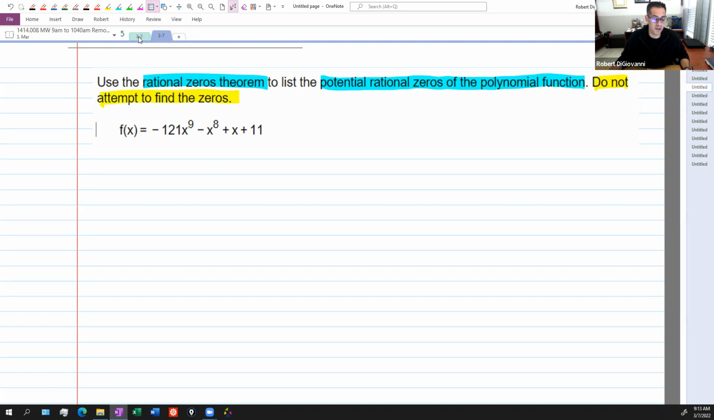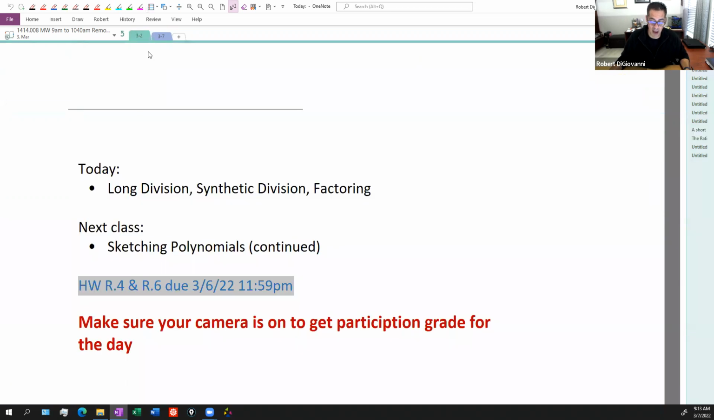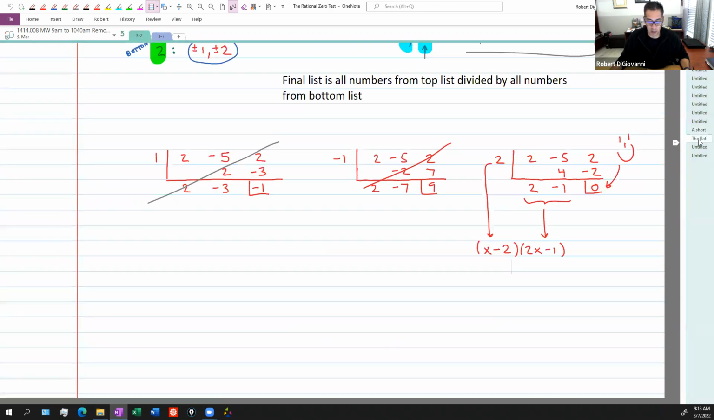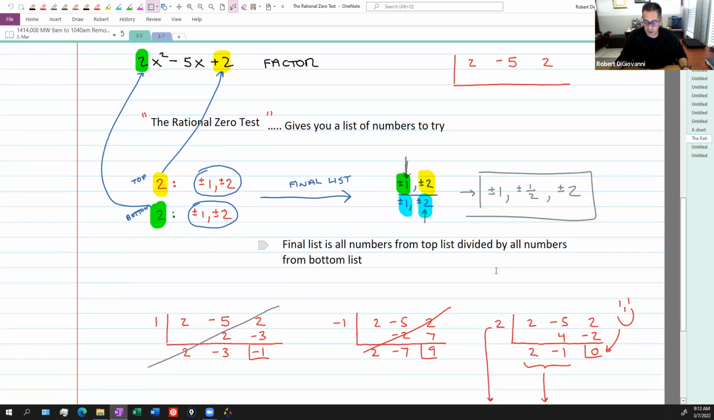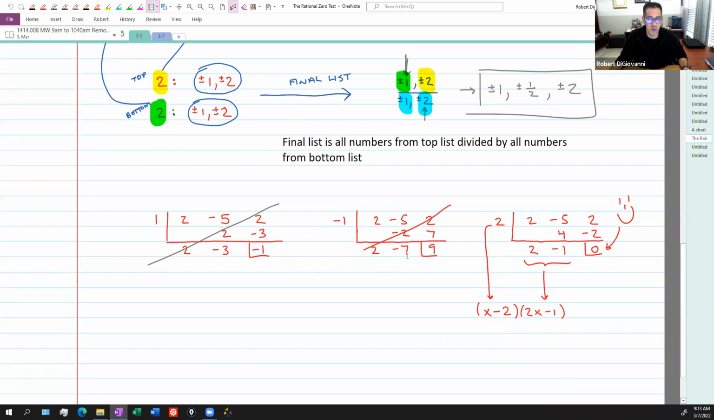So all they want us to do here is to go back like to last class. Remember when we were doing these two lists of numbers coming off the back number and the front number and then creating a final list? That's the rational zero theorem, is to create a list of potential zeros for the function. All they want us to do is come up with a final list. They don't want us to actually go and try and find which ones work and which ones don't. Understand? It's just making sure you understand how to make the list.